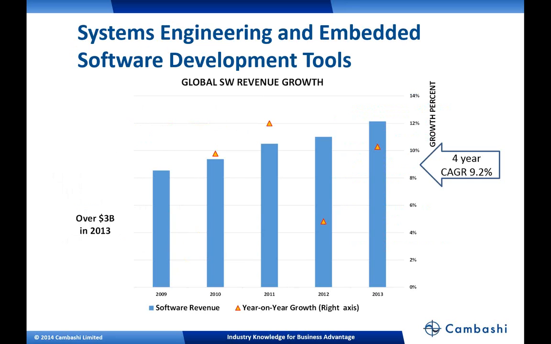Growth was about 10% in 2013, better than 2012 when the growth was below 5%. But the compounded growth rate since 2009 is over 9%. So this really is a healthy market. But I want to drill down now and see if we can find some real trends in this market.